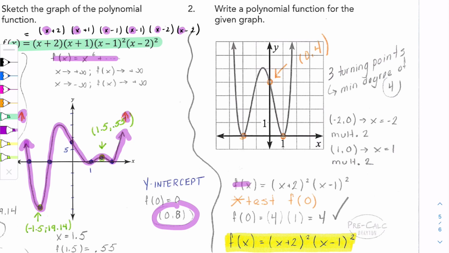I write my potential function as x plus 2 squared times x minus 1 squared. When I test my value of 0, which is my y-intercept, I know my y-intercept has to match at 0, 4, which it does, so I know that my final function is going to be x plus 2 in parentheses squared times x minus 1 squared.